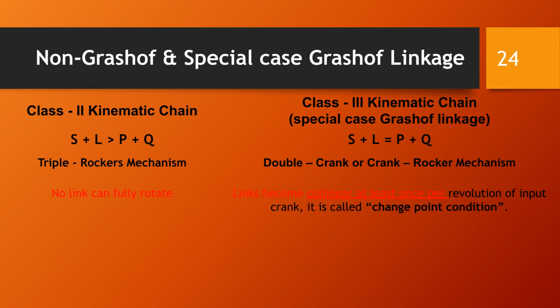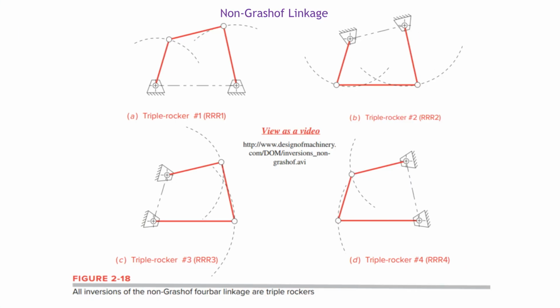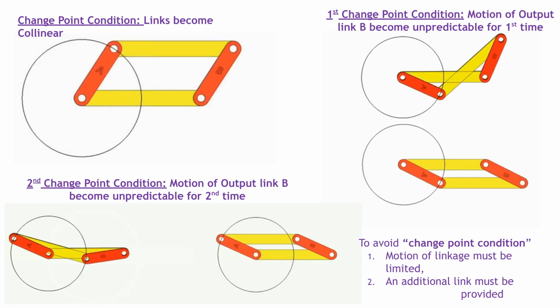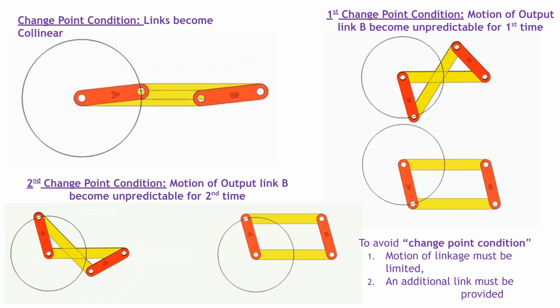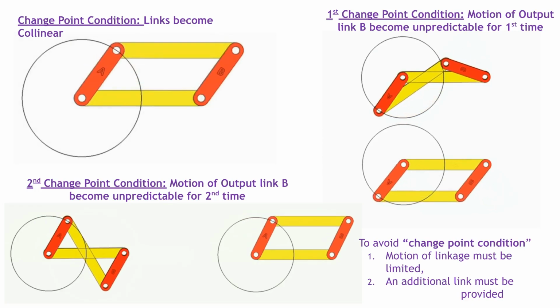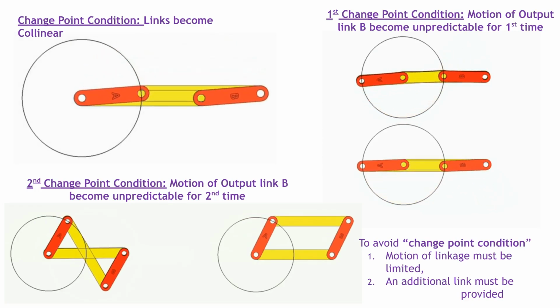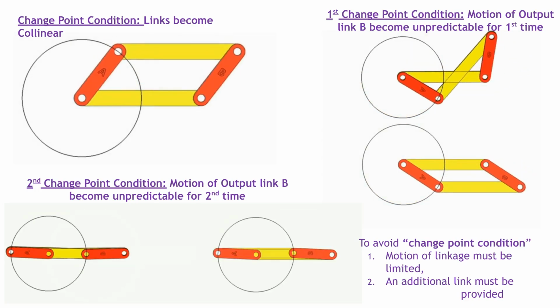When the Grashof condition is exactly met, meaning S plus L equals P plus Q, the mechanism reaches a change point. Here, output behavior can become unpredictable, potentially switching configuration. Non-Grashof linkages represent systems where the inequality is not met. In these designs, the motion is more constrained, with links generally unable to make full revolutions. At the change point, links become collinear. Engineers must carefully design these systems or provide additional links to ensure the desired motion remains consistent and predictable.